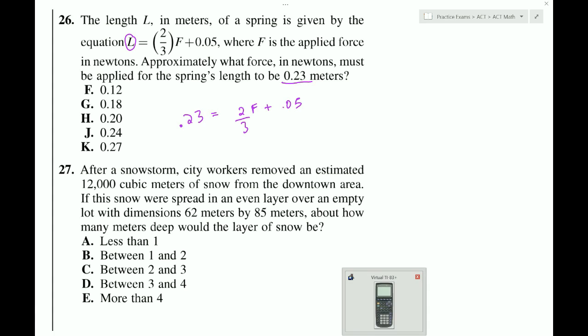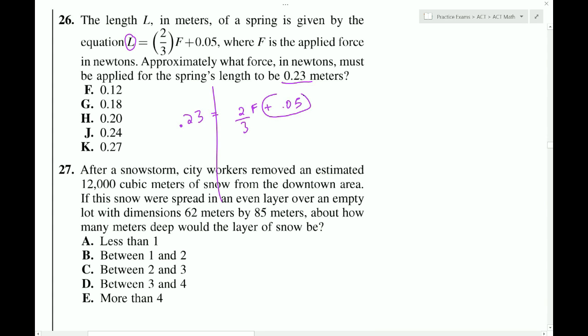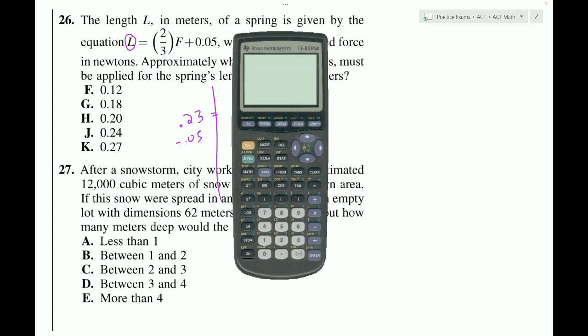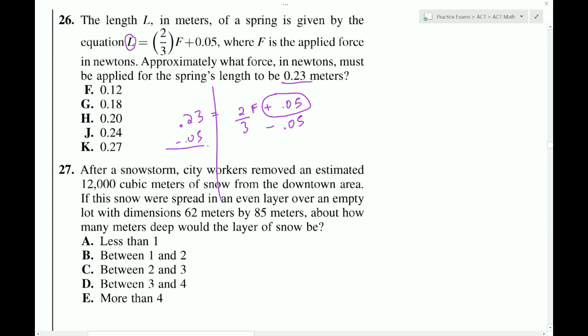So the first step to solving for F is to take the thing that's furthest away and move it to the other side of the equation. So the 2/3 is going to stay put for now, but this plus 0.05 has to be moved to the other side. So we do that by doing the opposite operation on both sides. Okay? So then we do 0.23 minus 0.05. That gives us 0.18, right? That's going to equal 2/3 F. So let me just rewrite that here. 2/3 F.